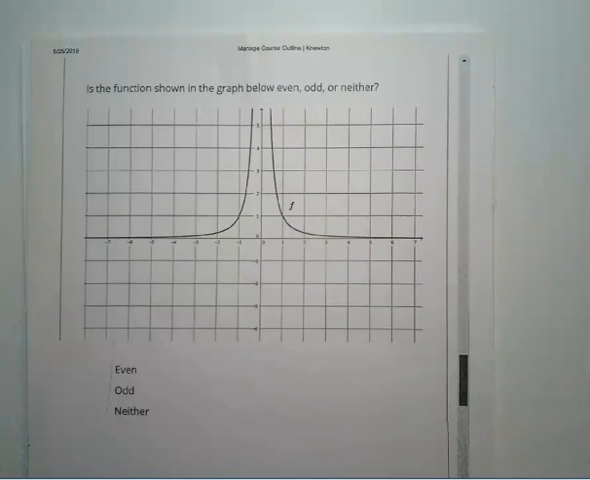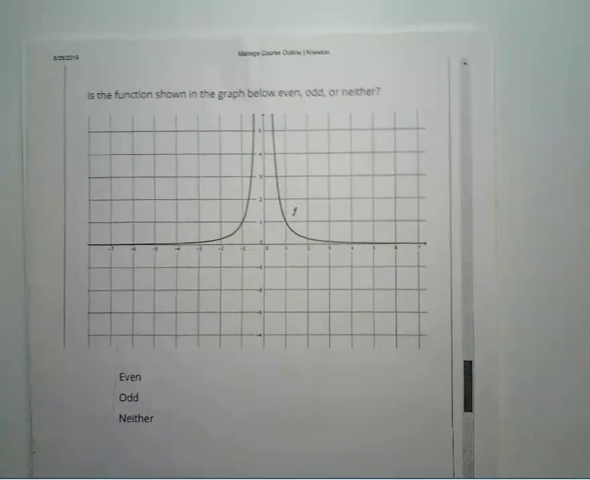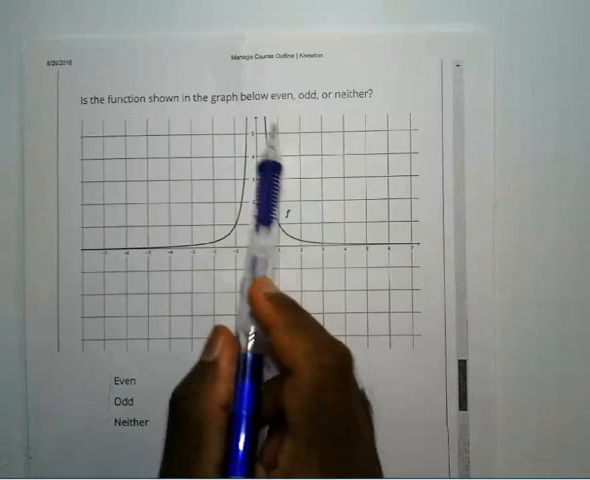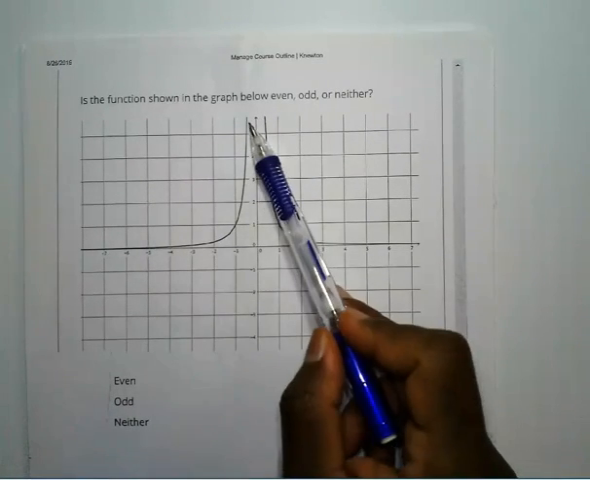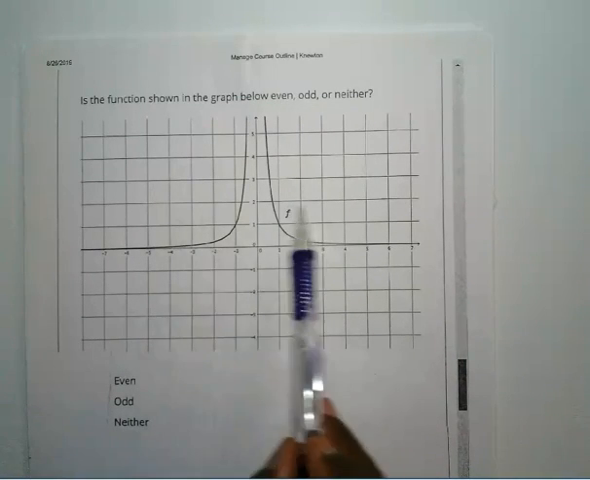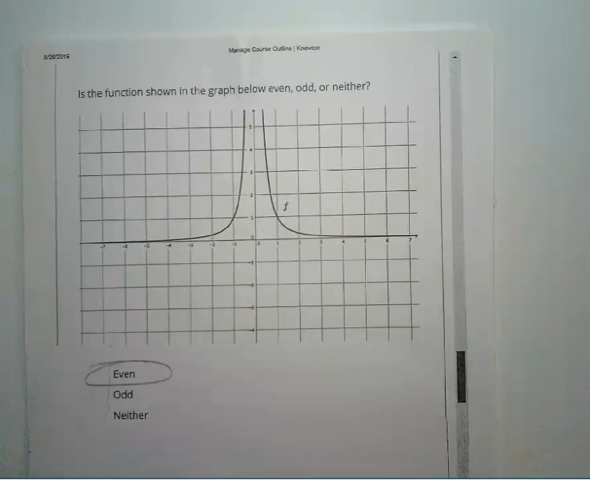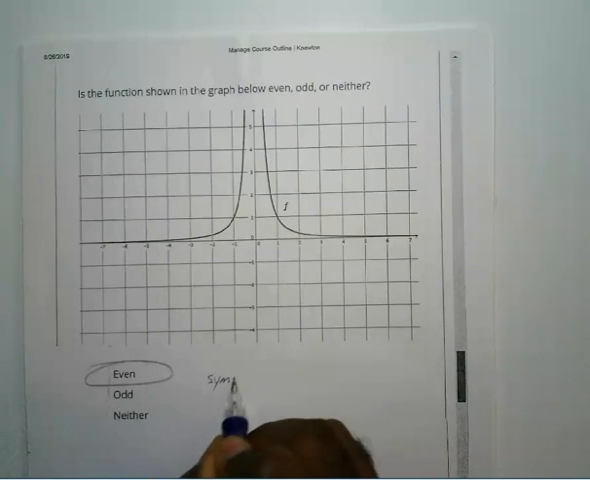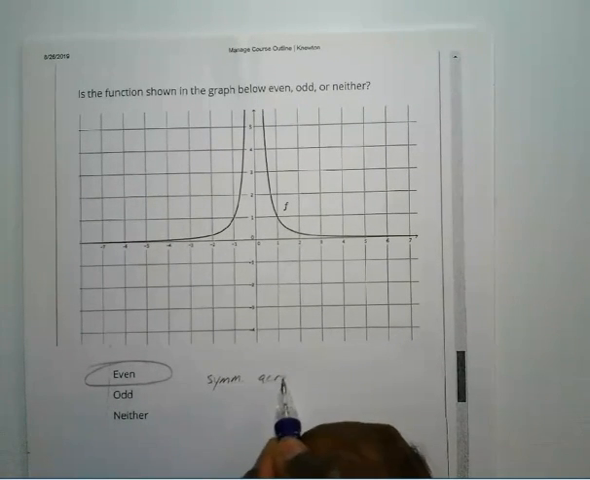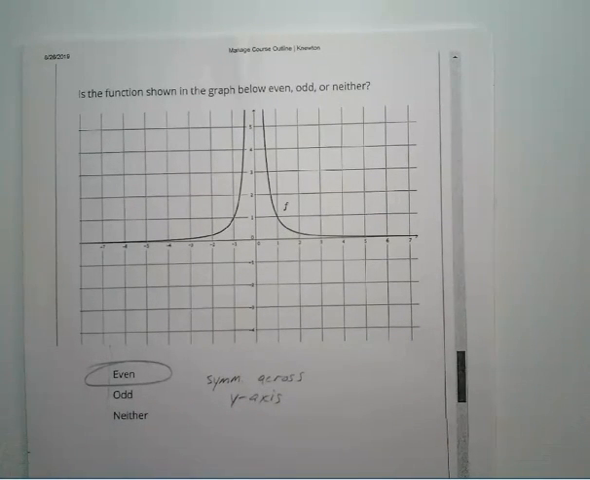All right, so let's do another one. Is this one even, odd, or neither? If you look at this side of the graph, it's identical across the y-axis onto this side of the graph. So these two look like mirror images of each other. So this one actually falls under even because it's symmetric across the y-axis. Okay, hopefully this is starting to make a little bit of sense.